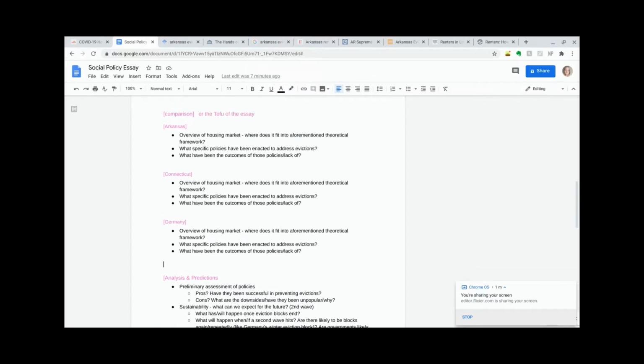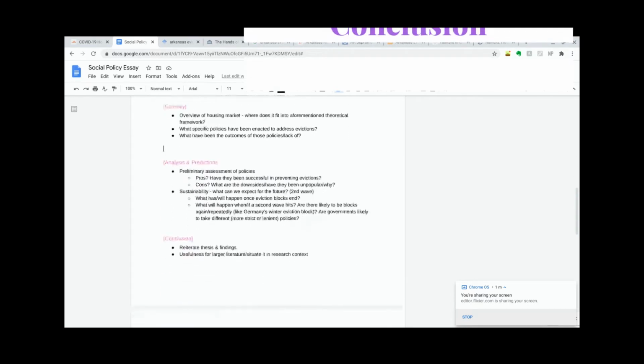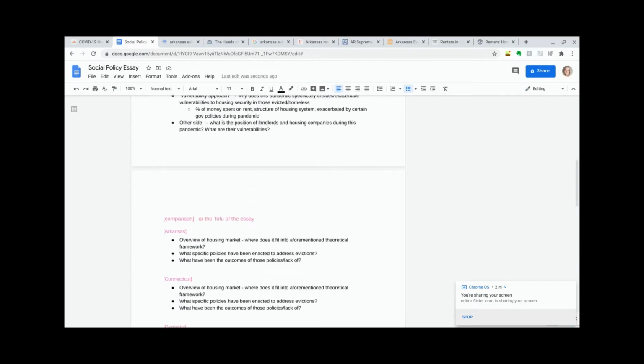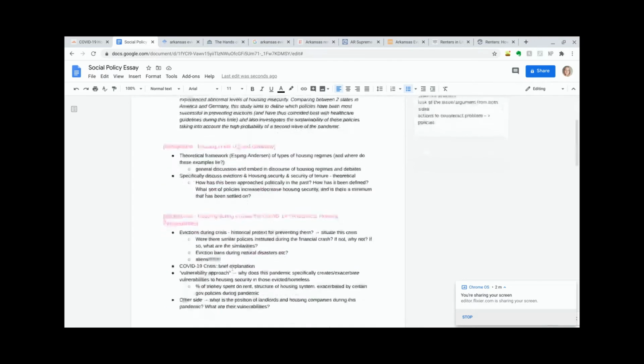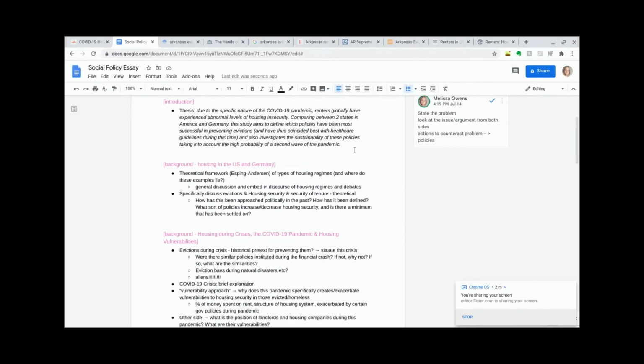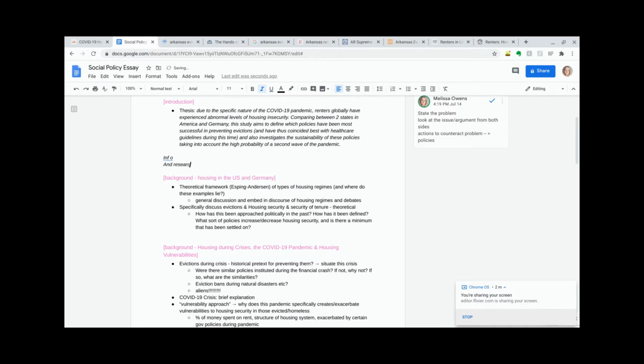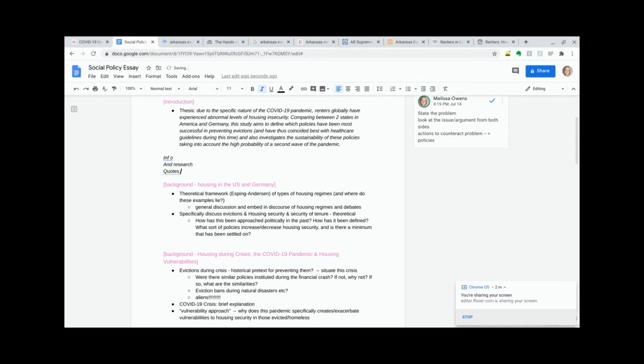Why is it useful? And then the conclusion goes on from that, reiterates the thesis, reiterates these findings, and explains why the hell did you do this? Why is it useful to academia or the world at large? So that is the first step, research and structure. Next, I'm going to basically fluff this all out and just put info and research and quotes.